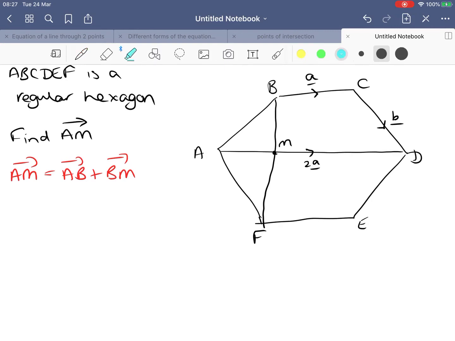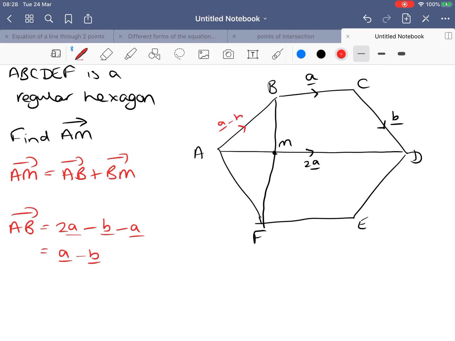Well, to go from A to B, I could go A to D, D to C, and then C to B, and I know all those vectors, so that's fantastic. So I can write them down. AB is going to be 2A minus B, because I'm going in that opposite direction. And again, I'm going minus A because I'm coming back from C to B. And so that becomes A minus B. And sometimes people actually write it on, so they might put on there that that is A minus B.